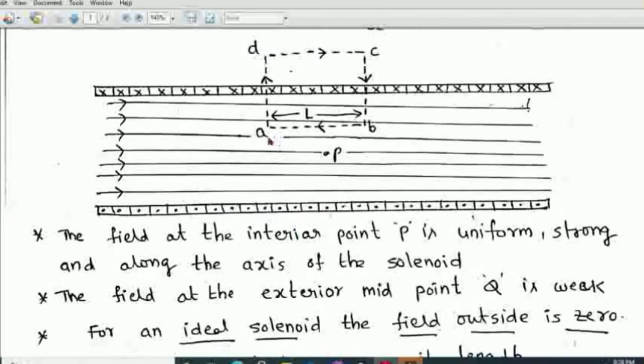Now AB is inside the solenoid and is parallel to the magnetic field. So this is the direction of the magnetic field, as we are showing here with the arrow mark. This is the direction of the magnetic field, which is parallel to the axis.